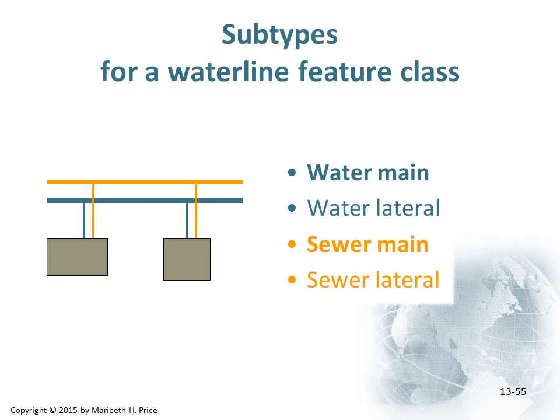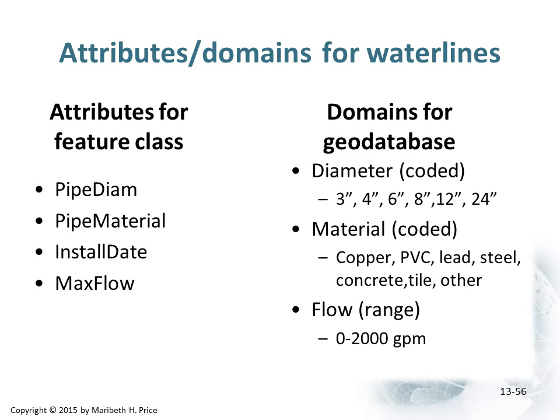So here are some examples. Subtypes for a waterline feature class. You have a water main, a water lateral, a sewer main, and a sewer lateral. Attributes and domains for the water lines. So the various attributes for the feature class can be pipe diameter, pipe material, install date, maximum flow. The domain for the geodatabase could be the diameter could be coded, the materials could be coded, and the flow could be a range, because you know that in your particular system everything's somewhere between 0 and 2,000 gallons per minute.